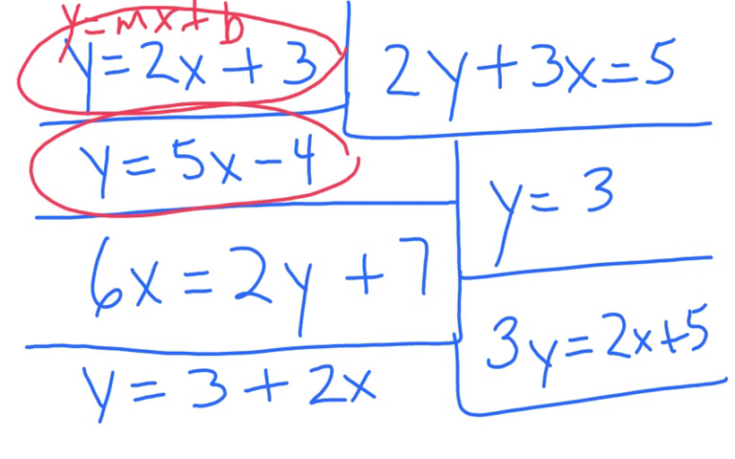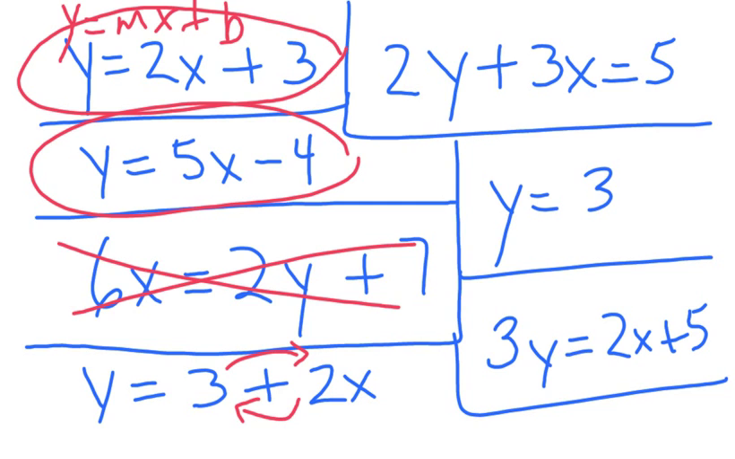The next one, 6x equals 2, that's not slope-intercept. What about this one at the bottom, y equals 3 plus 2x? It's almost slope-intercept. Can you think what you could do to make it be in slope-intercept form? Exactly right. You could switch these two. Couldn't you make that be y equals 2x plus 3 just by switching places? So this one is almost, but to be in slope-intercept form, they have to switch places.